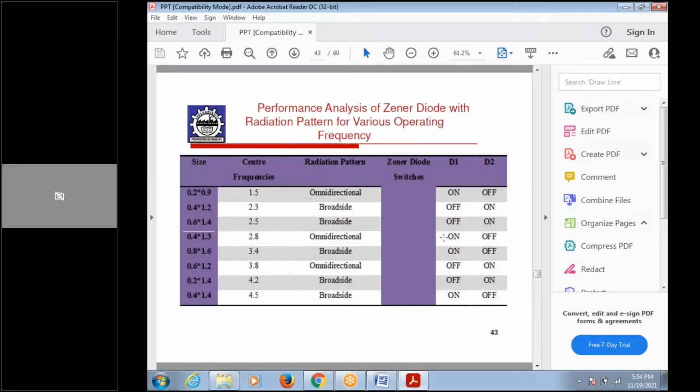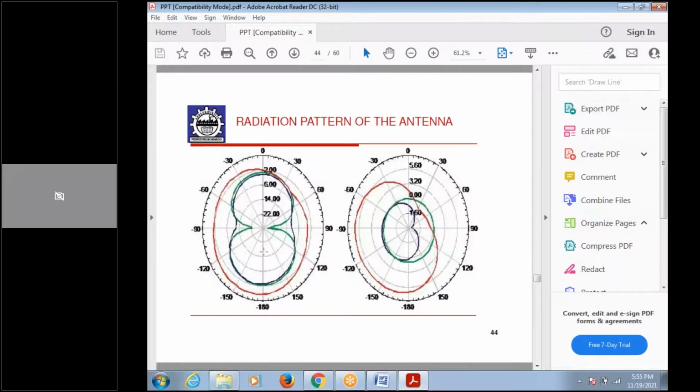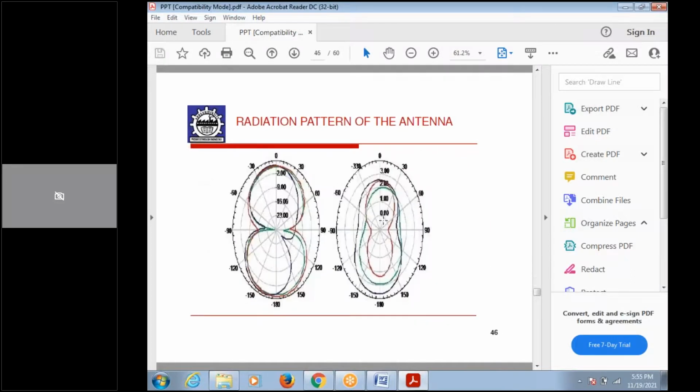This is my performance of the radiation. Normally, this is the size of each and every nanostructure. Usually, the frequencies also. The radiation is omnidirectional broadside. We can see similar results at D1, D2 on and off. Both look similar, with size and frequency calculated for on and off conditions also. This is my radiation patterns of the electric field and also magnetic field.